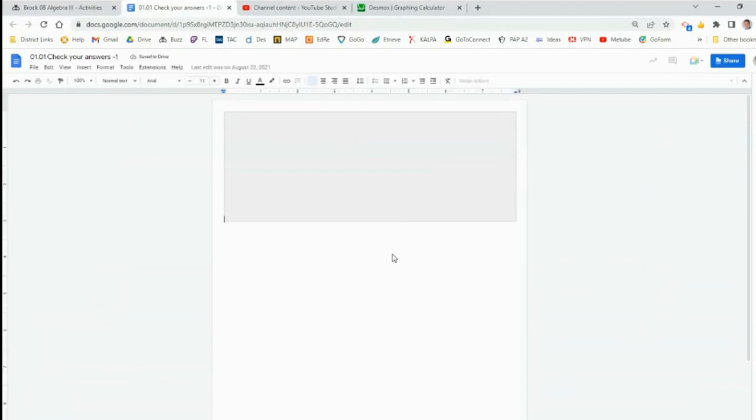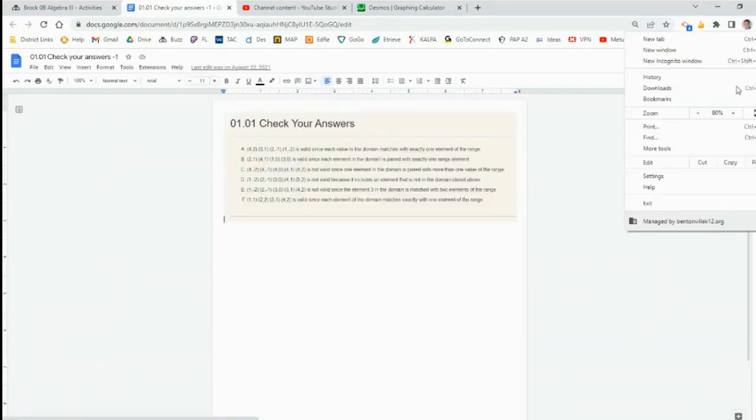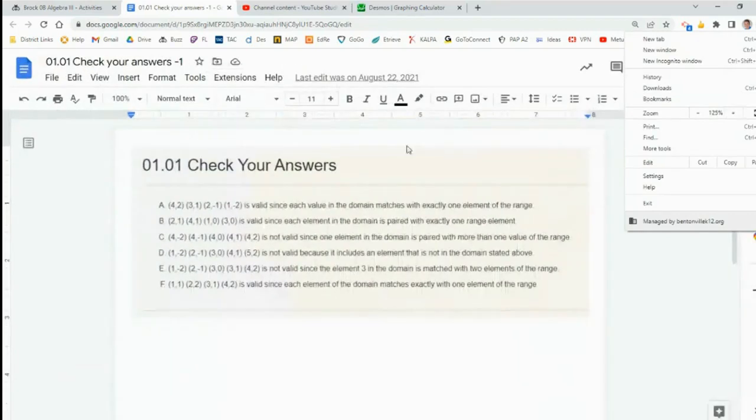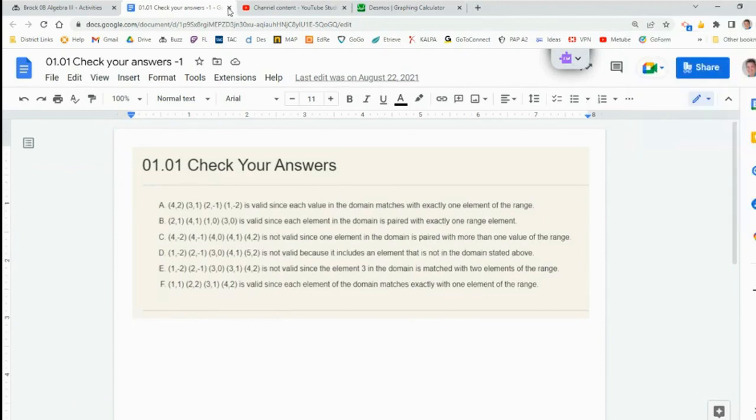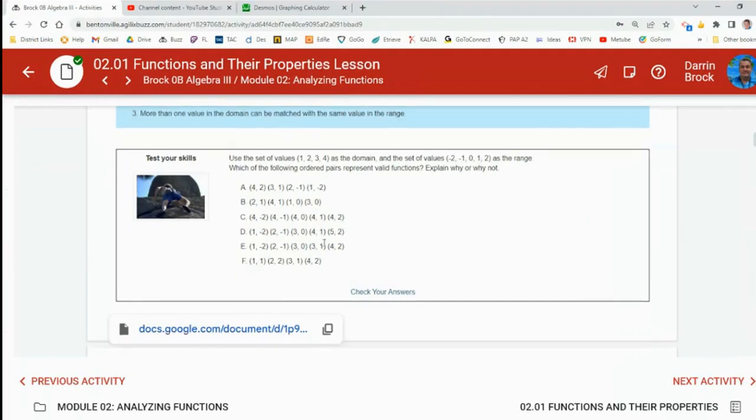All right. Before our assessment here. Let's see if I can make this page a little bigger to see. There you go. A is valid since the value in the domain matches one element in the range. Each x only has one y. B is valid. C is not valid because 4 has more than one y. It has 5 different y's. This is not valid because it includes numbers not in the domain. Like we said, that 5 is not part of the domain. This is not valid because 3 has 2 different y's. And this is valid because each one only has 1. 1, 2, 3, 4 different x's. So that all works nicely. So you can check your answers on these practice problems in here.